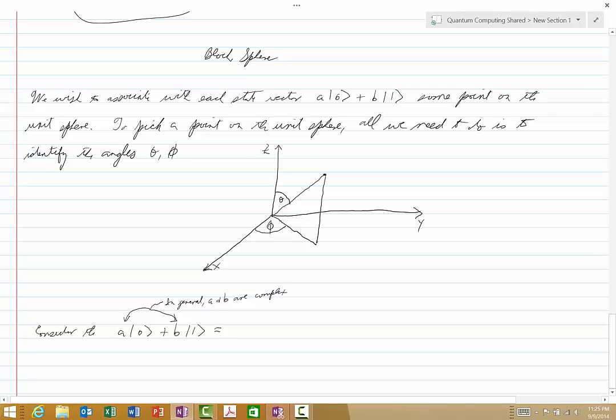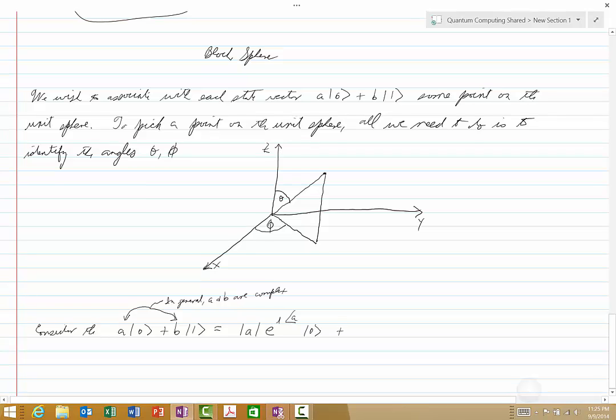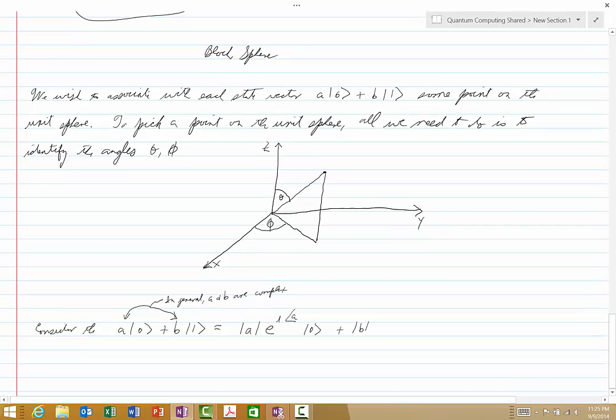And therefore, we can write both of these complex numbers in polar form. In other words, our state vector could be written as the magnitude of A times e to the i phase of A times 0. And likewise, B could be written as the magnitude of B times e to the i phase of B times 1.